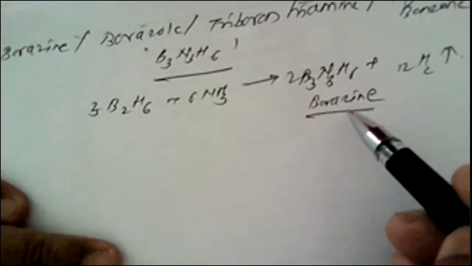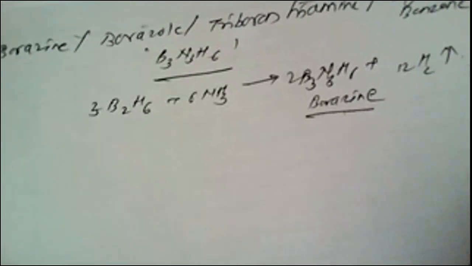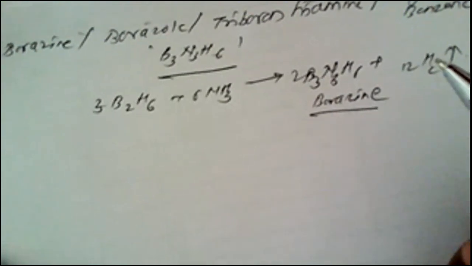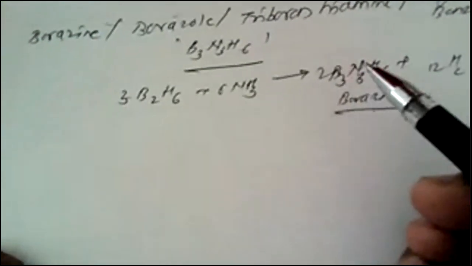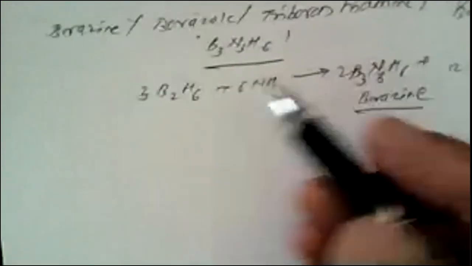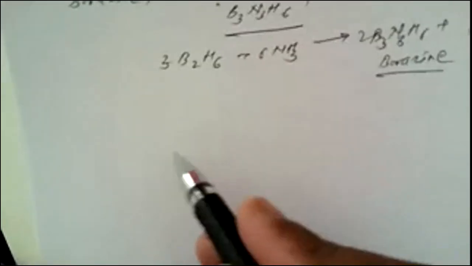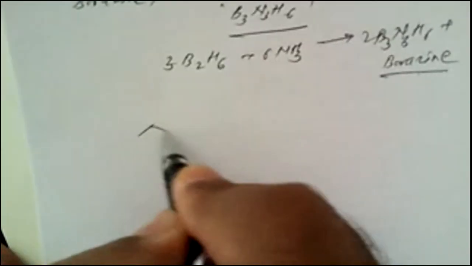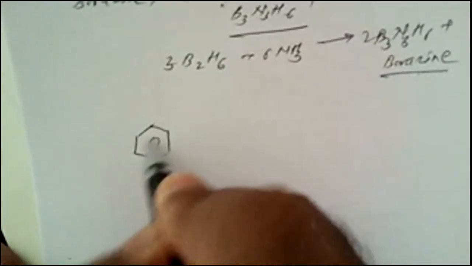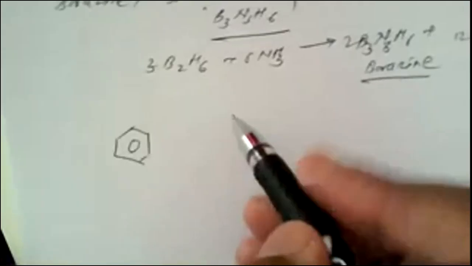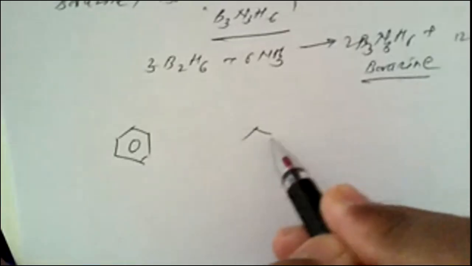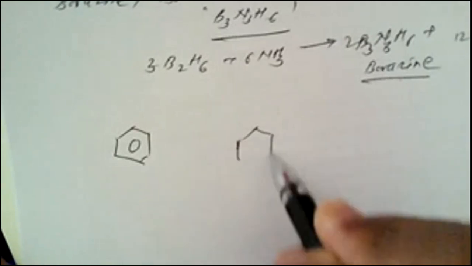Here, this borazine also contains alternate single and double bonds, as we observed in case of benzene also. That is why it is called an inorganic benzene. So I would like to show you the structure for this borazine and benzene. Now, this is the structure for benzene, and the structure for borazine is shown like this.